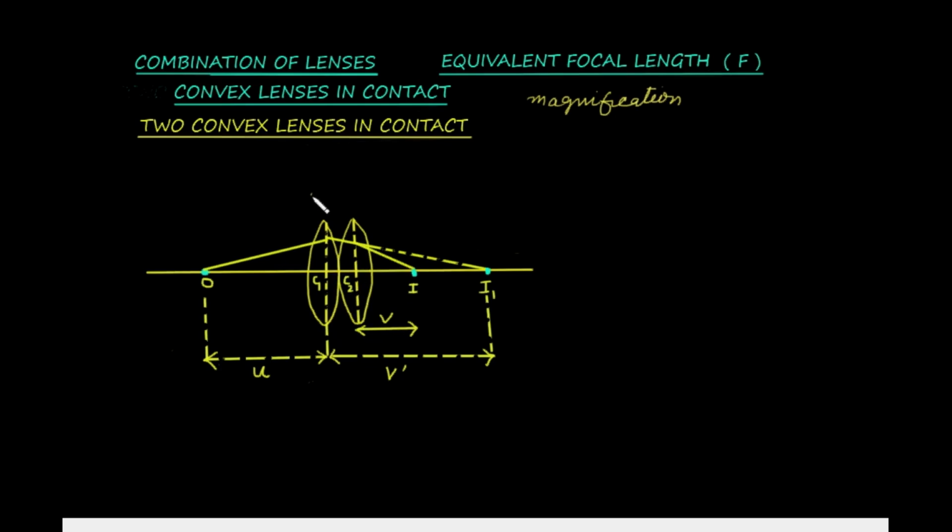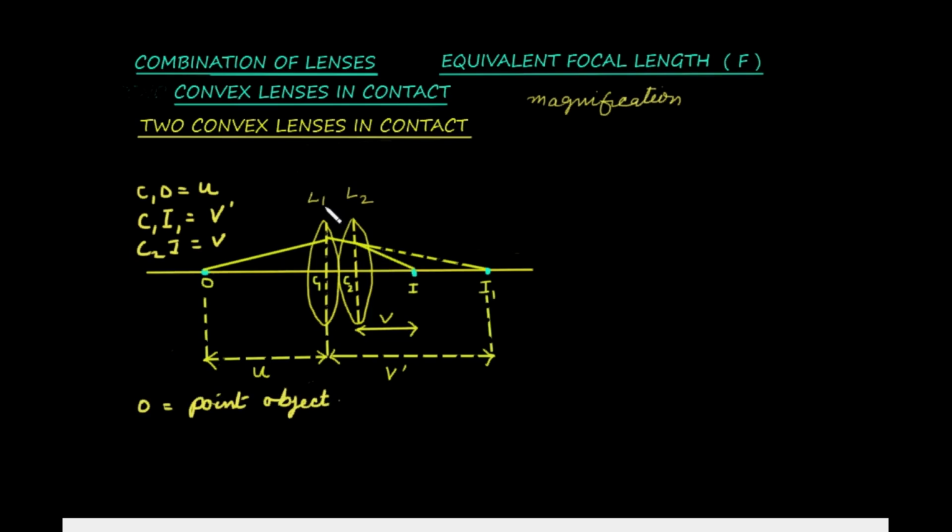This is lens 1. Let us mark it as L1. This is the second lens, let us mark it as L2. C1O is equal to u and C1I1 is equal to v dash. C2I is v. That is the final image. O is the point object. We have these quantities here.